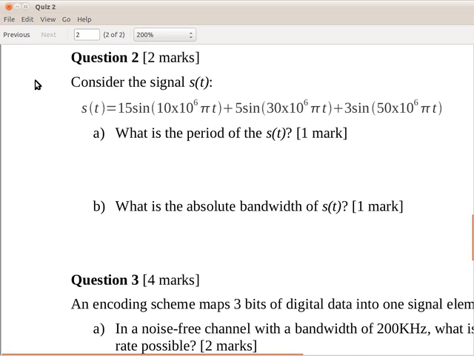1 divided by 5 million is 0.2 microseconds, our period. So we can relate those factors together. Period is always the inverse of the frequency. If you know the frequency, you get the period. But sometimes we cannot easily get the frequency of the signal. In the second question, we could.